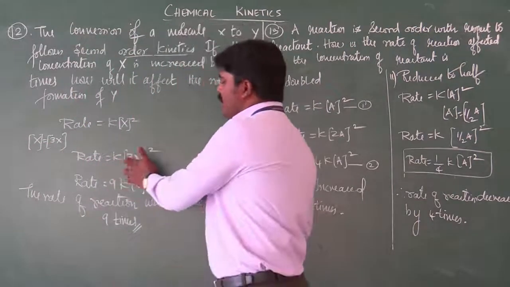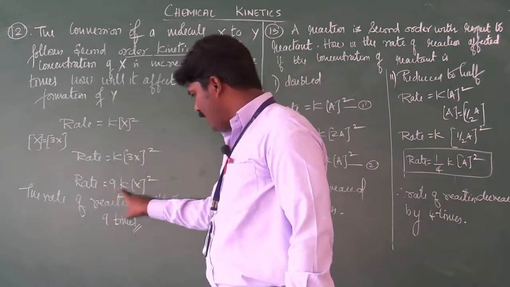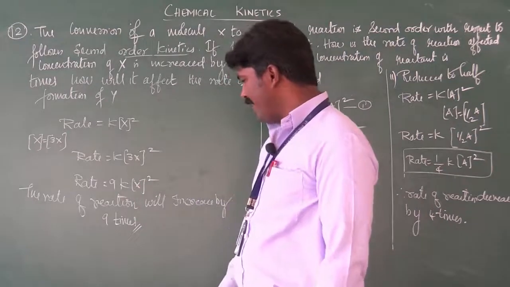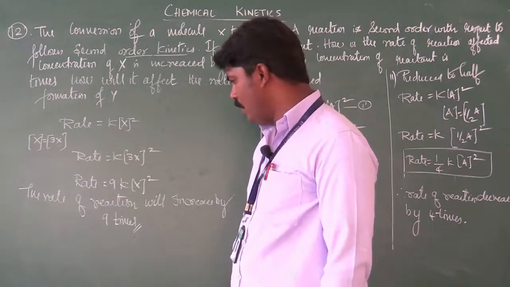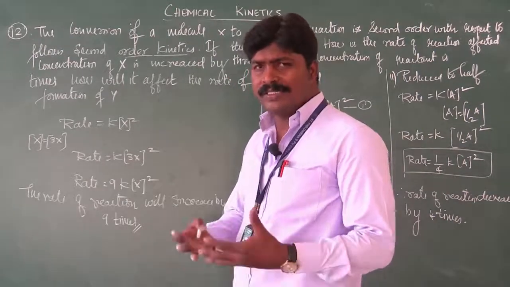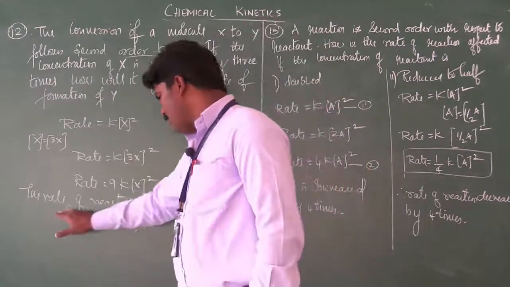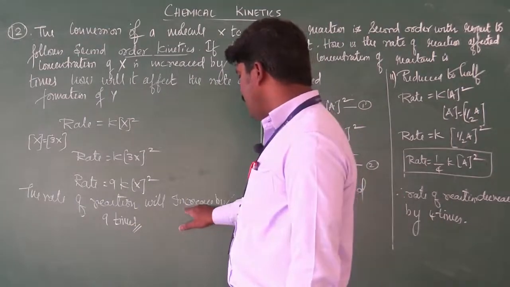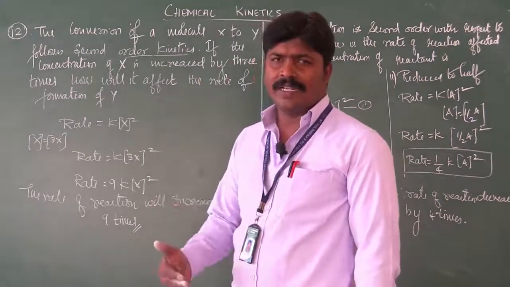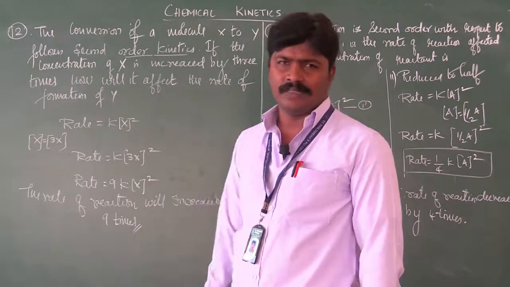Rate is equal to k(3x)^2. 3 squared is 9. The rate is equal to 9k[X]^2, that is, the molar concentration of X with second order kinetics. Therefore, how does it affect? What has happened now? I told you, if the concentration is increased, the rate of reaction also increases. That means the rate of reaction will increase by 9 times, because you have increased the concentration of the reactant.